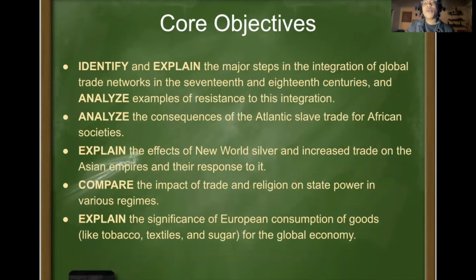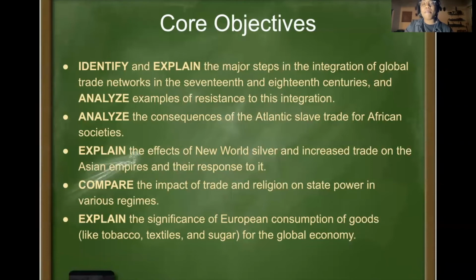Our objectives. We're going to identify and explain the major steps in the integration of global trade networks in the 17th and 18th century. So we're looking at the 1600s and 1700s, and we're also going to analyze examples of resistance to this integration. So we're going to see a lot of change happening, but everybody's not going to be happy about the change. Next up, we're going to be analyzing the consequences of the Atlantic slave trade for African societies specifically, and how that's going to impact them. We're going to explain the effects of New World silver and increased trade on the Asian empires and their response to it.